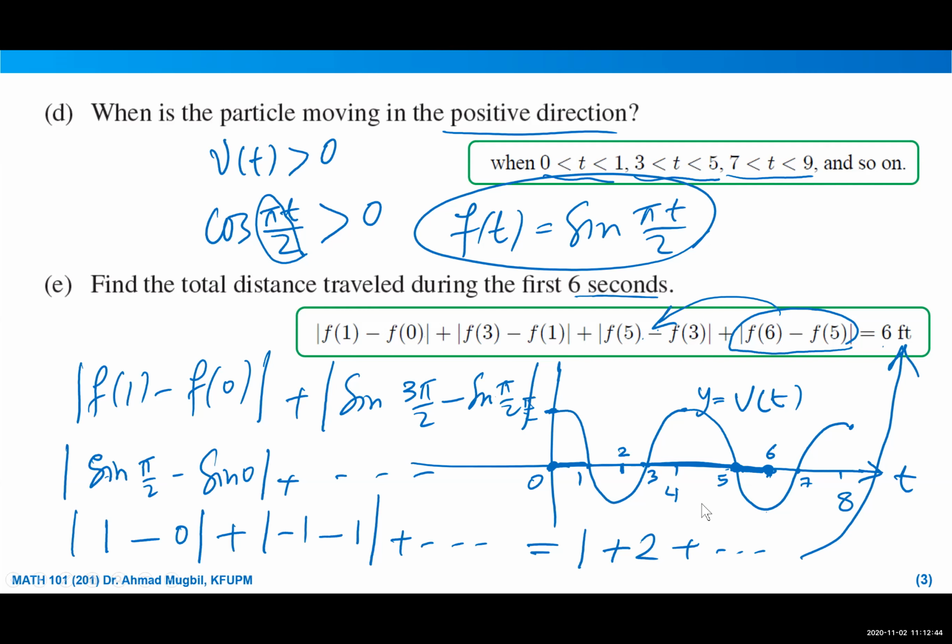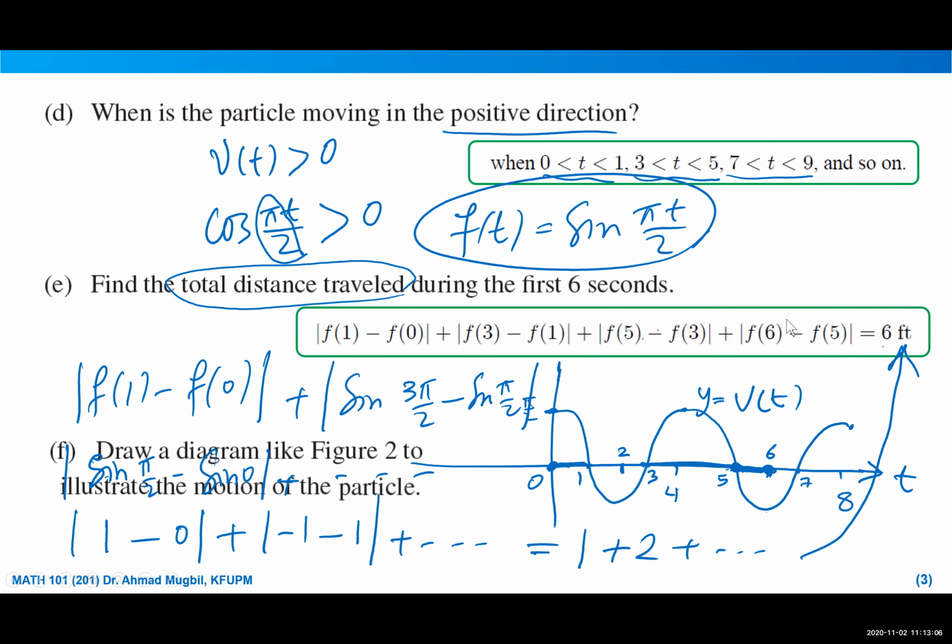Any question, ya shabab, regarding this? It is important. If you look at the old exam questions, there are many questions about the total distance traveled. The idea is just to take the sum of the absolute values of the differences between the values of the position function at the different time intervals where the velocity changes its sign. You need, of course, to know that.